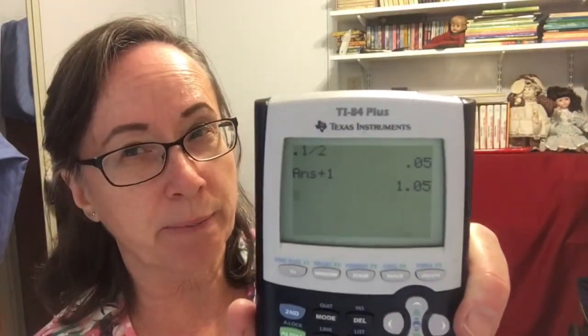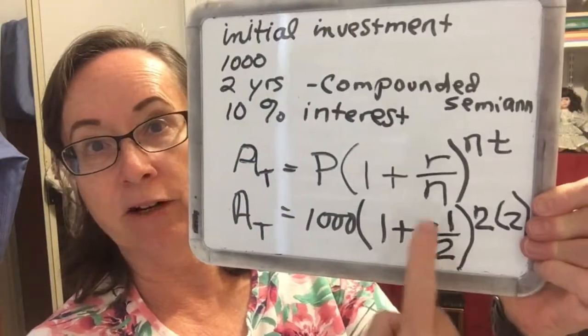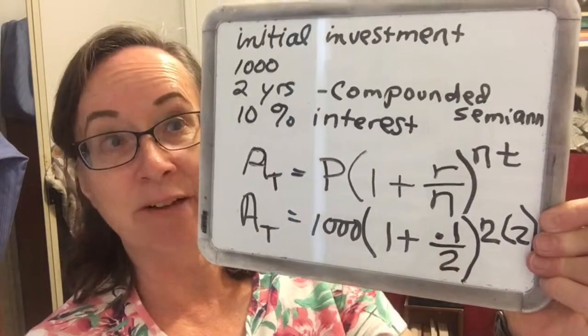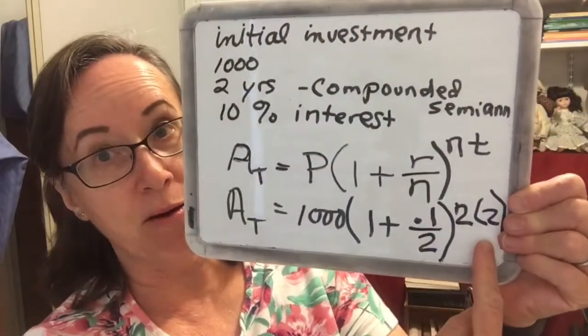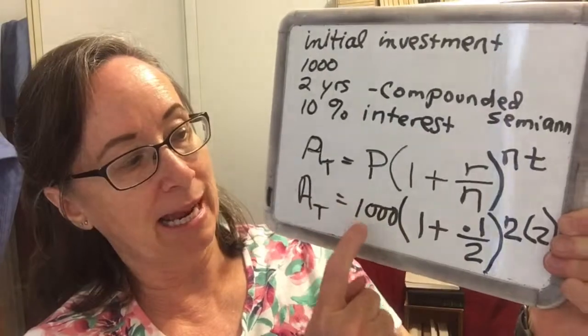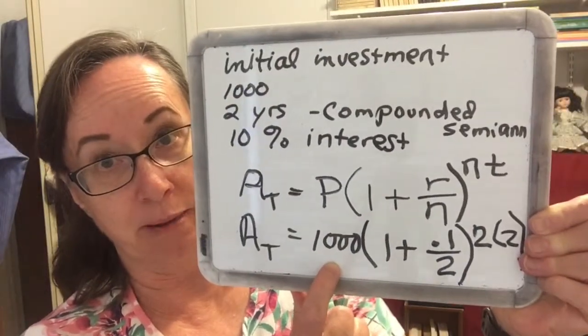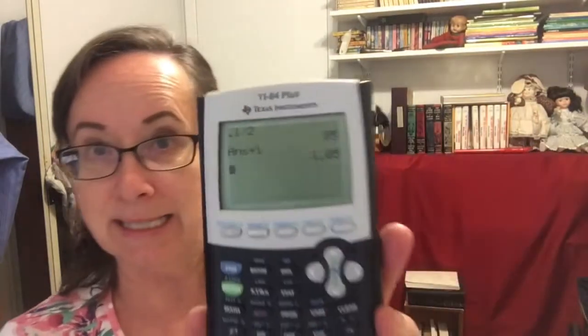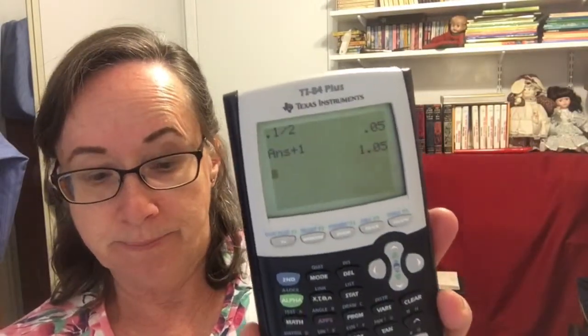Now remember your order of operations. I have to do what's in here first, and then I have to raise it to the power next, and then lastly I multiply by the 1,000. Okay, so I've got what's inside the parenthesis there, and now I'm going to raise it to the 2 times 2, which is going to be the 4th power. So to raise it, I click the little caret button here. That's my raise to a power button, and I'm going to put in a 4.